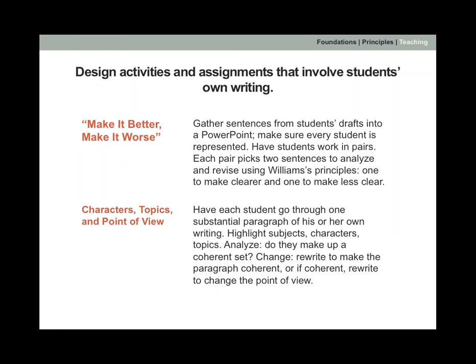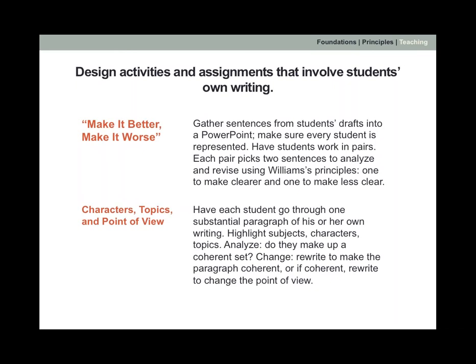Take a sentence from each student's paper, put it into a PowerPoint, make sure every student's represented in the list. Have students work in pairs. Each pair picks two sentences. One that they like, that they think is clear, and one that they think could be made better. Their task is to improve the sentence that could be made better and to make the good sentence less clear by manipulating it. So we manipulate it in both directions. And this exercise presented as a game can be a lot of fun for students.